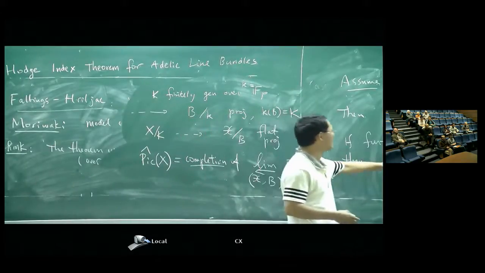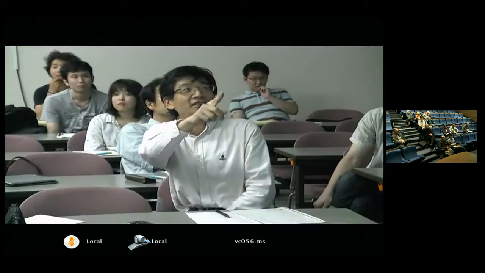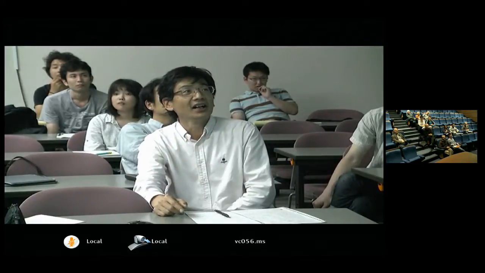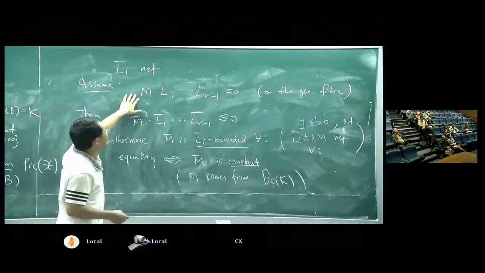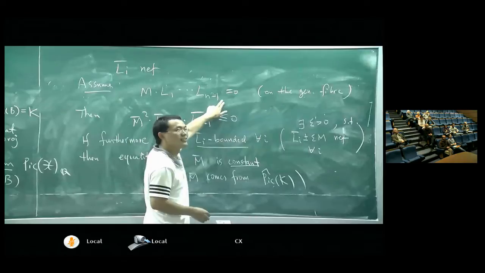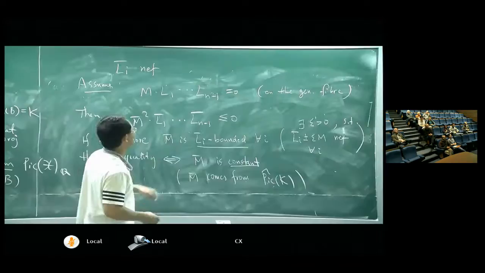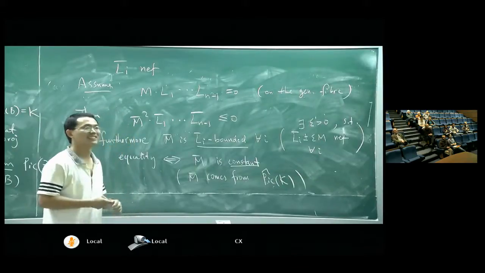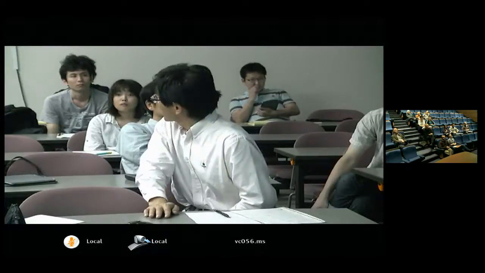You mean this one? No, up, up. Yeah, this assumption. Yes. This equality. So you just need numerically zero. The intersection number is zero. So this is just as a number. As a number, right? Numerically. Thank you.